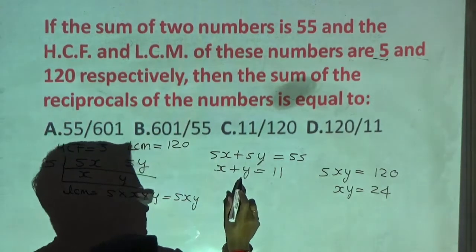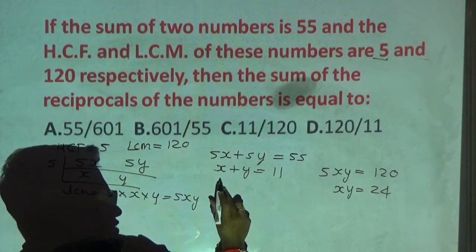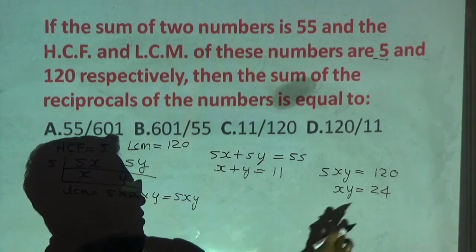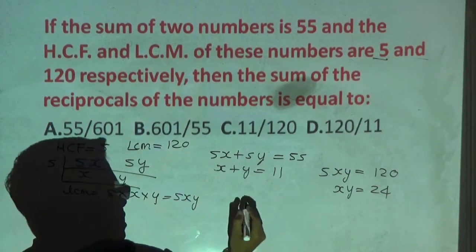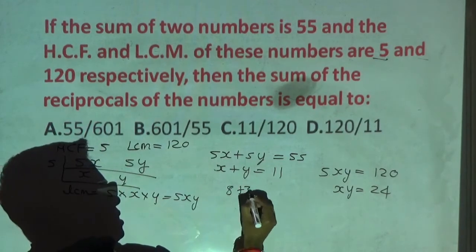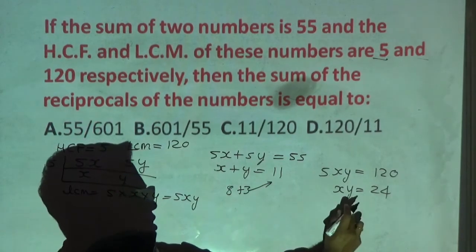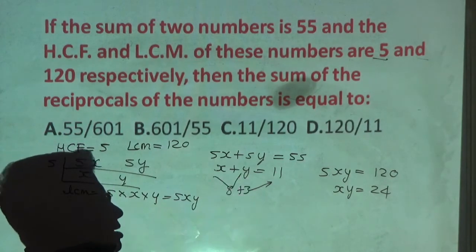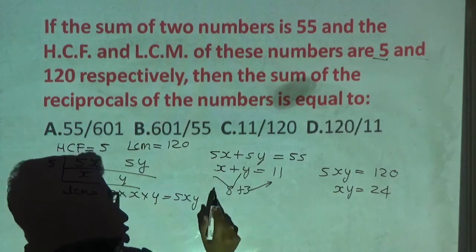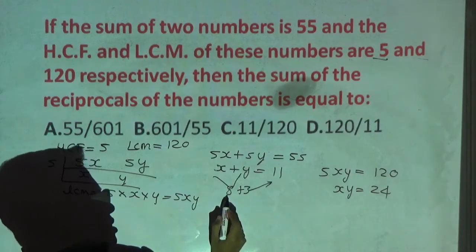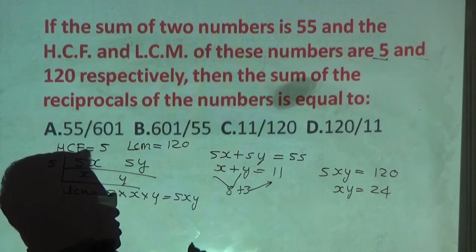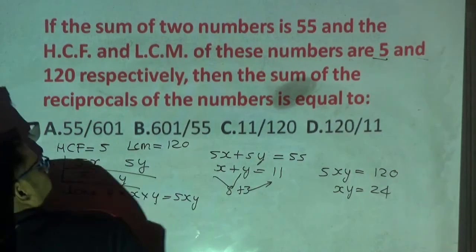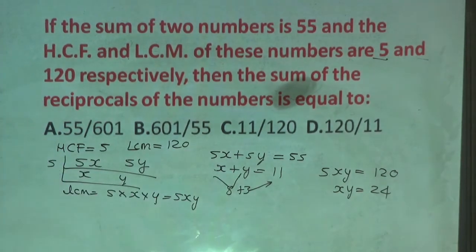Now, x and y are co-prime. If I add two co-prime numbers, I should get 11, and if I multiply, I should get 24. Which is that? 8 plus 3 is 11, and 8 into 3 is 24. So you have to pick co-prime only, because 8 and 3 are co-prime; their HCF is 1, correct? So x is equal to 8 and y is equal to 3. 8 plus 3 is 11 and 8 threes are also 24. Now I got x and y.